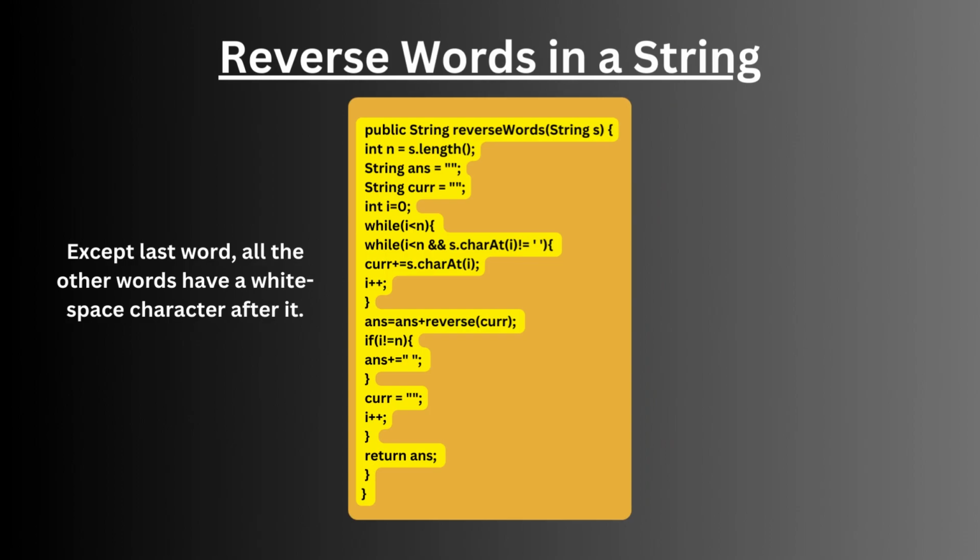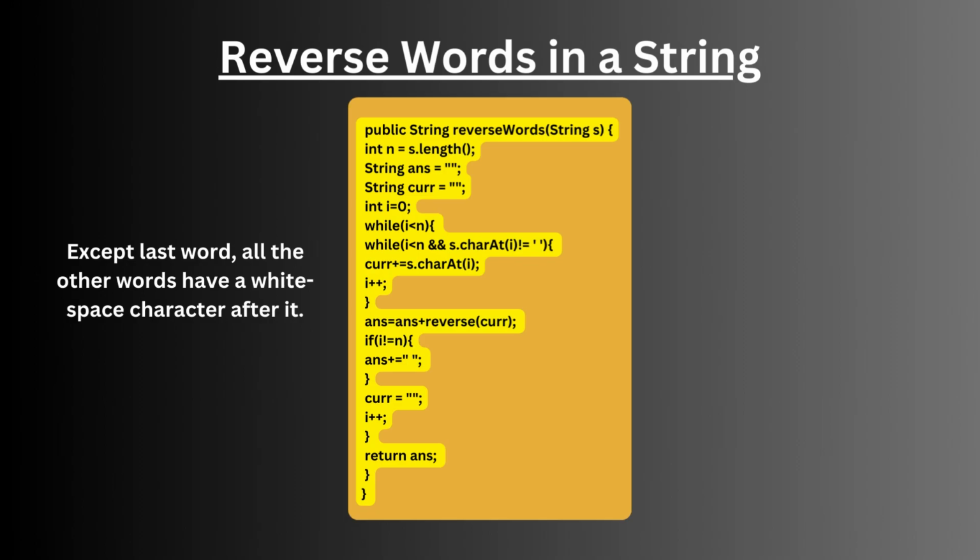Now the next part, let's see the code to reverse words in a string. So in this method, we're declaring a variable n. This will store the length of the string. We're declaring a variable answer to store the answer, and the variable current will store each word in the string. Now let's see how. So we're initializing variable i to 0, and we're running a while loop for i less than n. And here n is the length of the string. So inside this, we are checking for the occurrence of the white space character. So while i less than n and s.charAt(i) is not an empty space character, this means that we have finished iterating one word and we have reached the end of it.